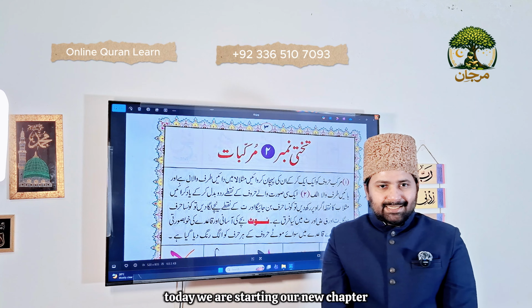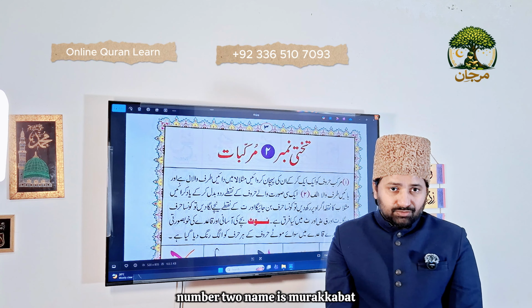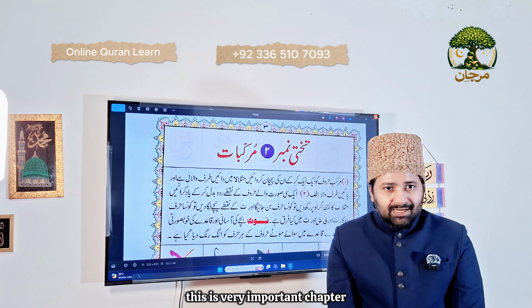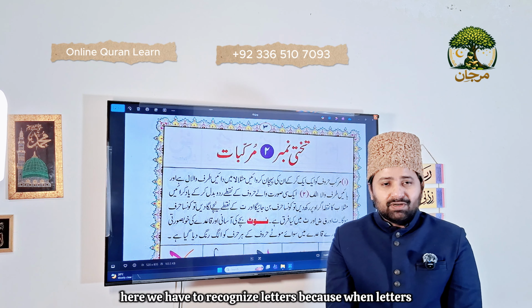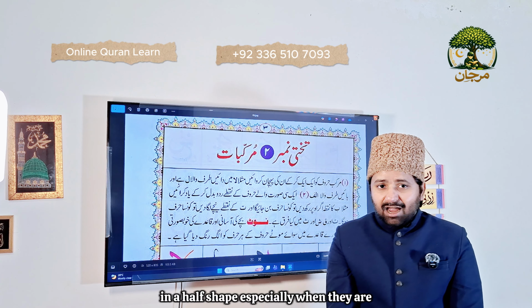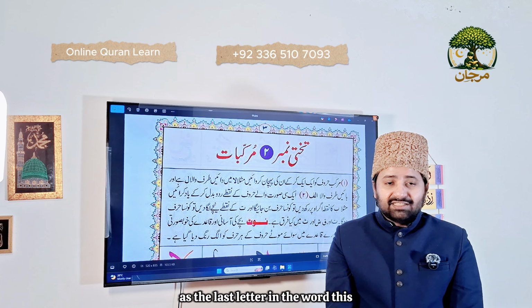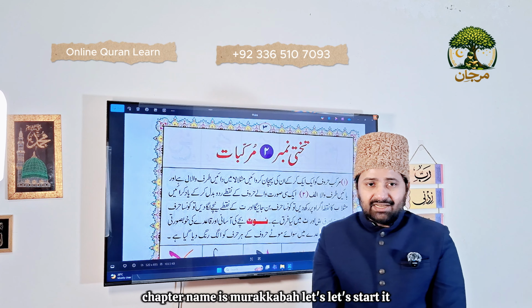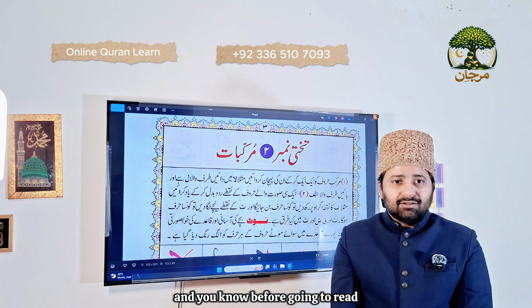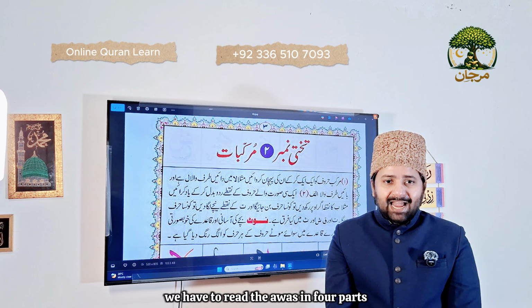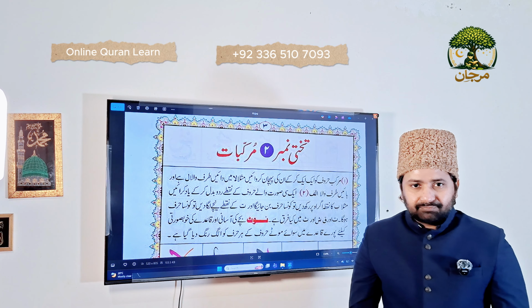Today we are starting our new chapter number 2. Name is Murakkabat. This is a very important chapter. Here we have to recognize letters, because when letters come in a word, they sometimes come in a half shape, especially when they are the last letter in the word. This chapter name is Murakkabat. Let's start it. And before going to read, we have to read ta'awuz in 4 parts.